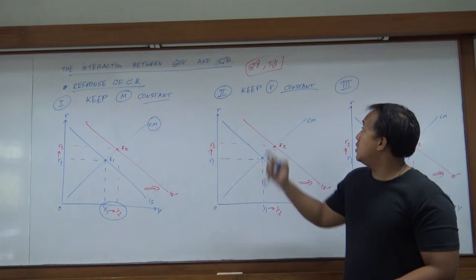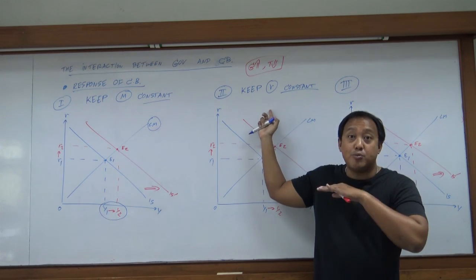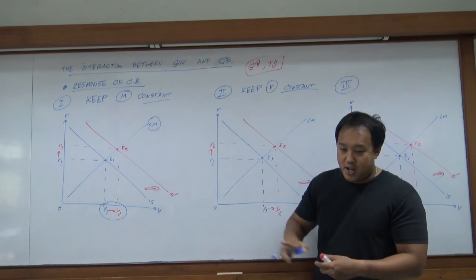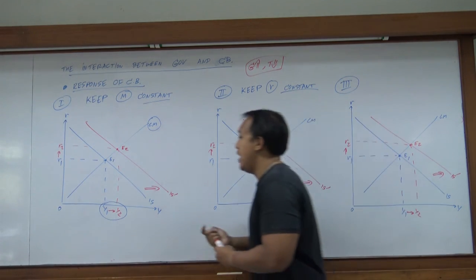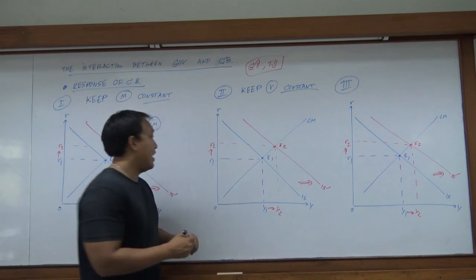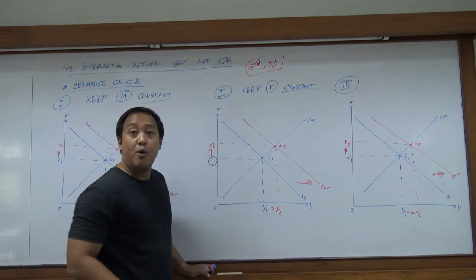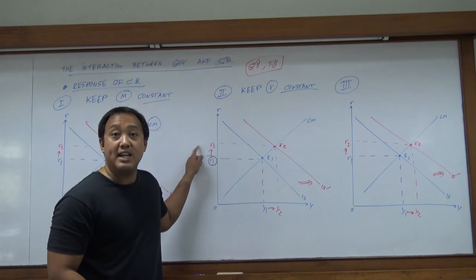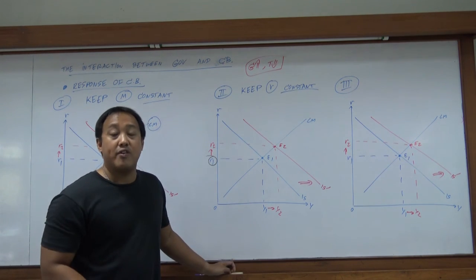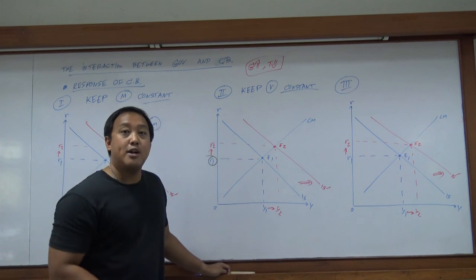So the central bank wants to keep the real interest rate stable, constant. They want the real interest rate to go down to R1 again. They may be thinking that the real interest rate here is too high. It's not good for the economy. So what is the central bank going to do?